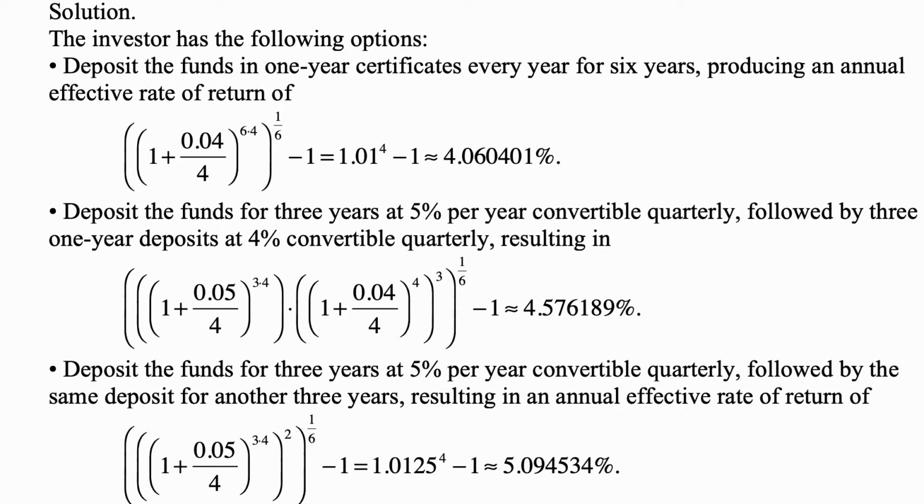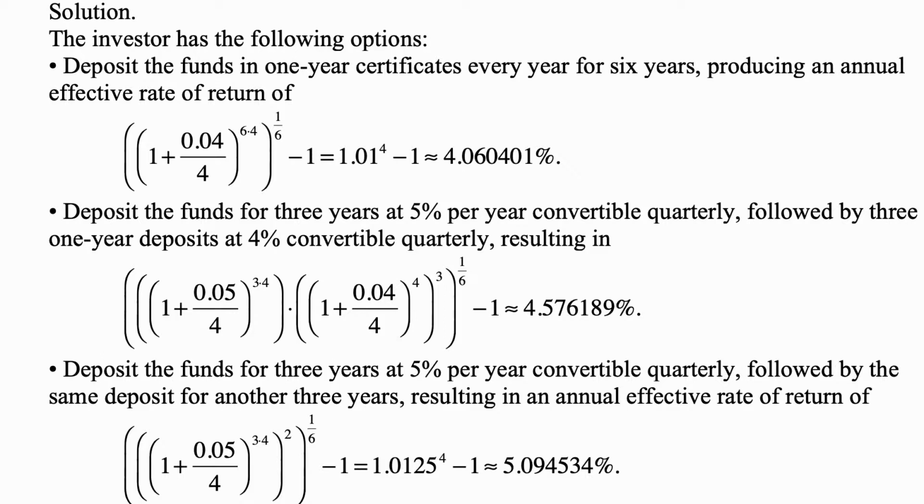And here's the solution. So the investor has the following options. Deposit the funds in 1 year certificates every year for 6 years, producing an annual effective rate of return of 1 plus 0.04 over 4, because 4% is the nominal annual interest rate convertible quarterly, to the power 6 for standing for 6 years times 4, because 4 compoundings per year, so the interest rate is effectively 1% quarterly. And then if we take this to the 1/6 power, we get the annual accumulation factor, and if we subtract 1, that's the annual effective interest rate.